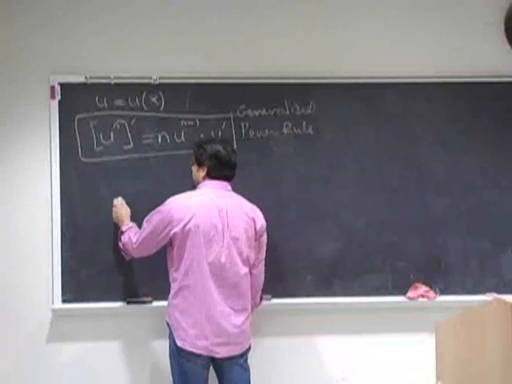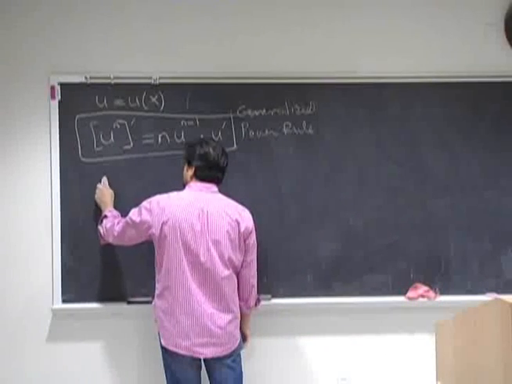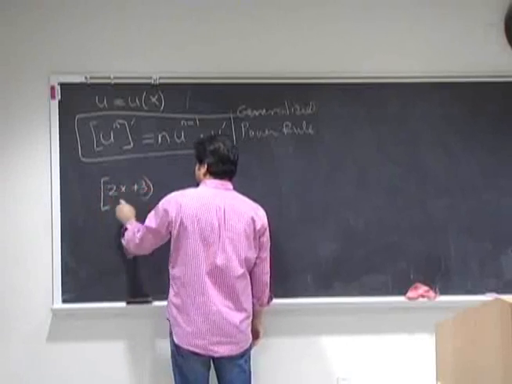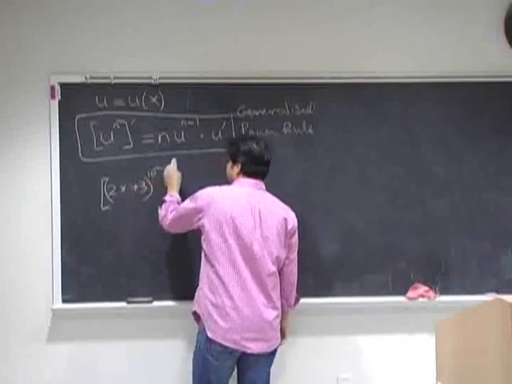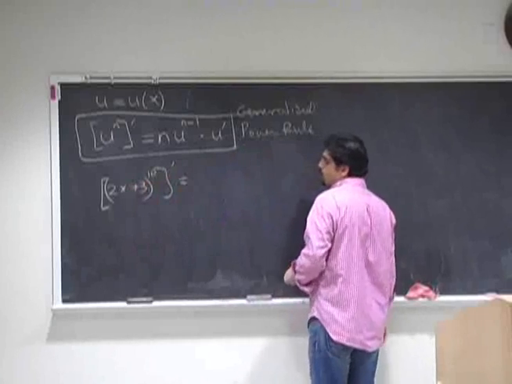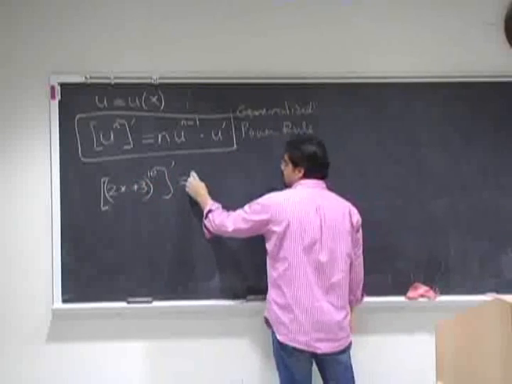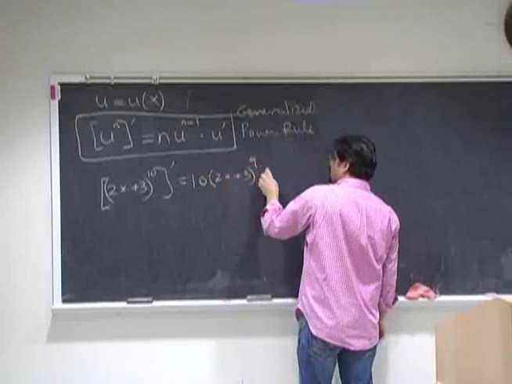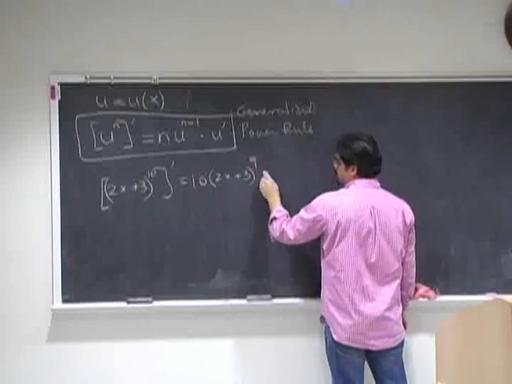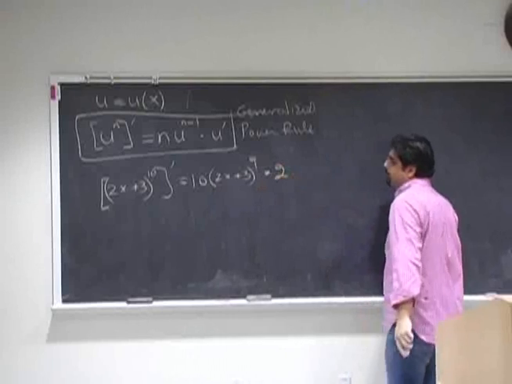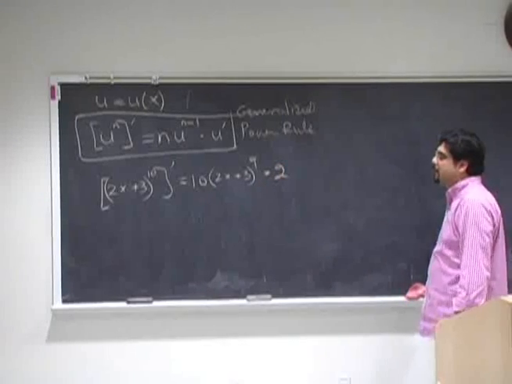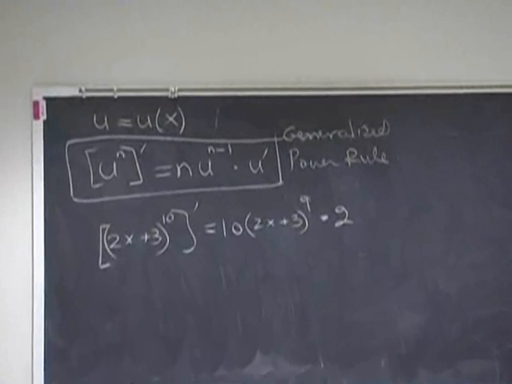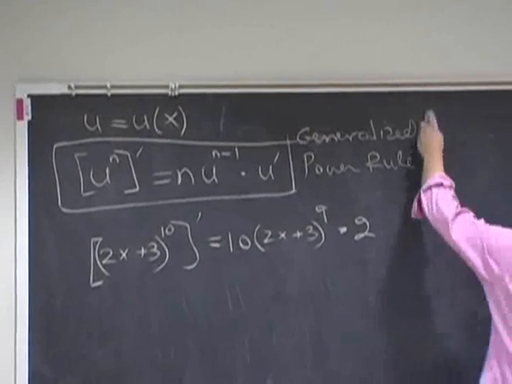A quick application of this would be the derivative of 2x plus 3 to the power 10, where u is 2x plus 3. So that would be 10 times 2x plus 3 to the power 9 times the derivative of u, which is 2. Okay. Basically it combines the power rule and the chain rule in one property.